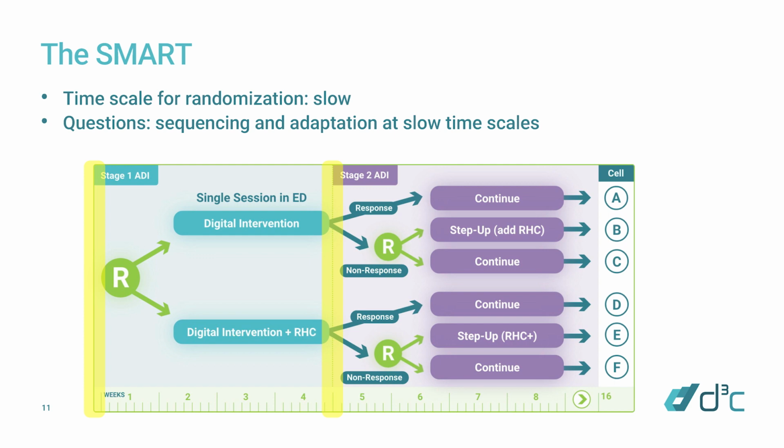I'm randomizing on a slow time scale. Initially, and 4 weeks later. Because I have scientific questions about how to best construct an adaptive intervention in which the adaptation happens on a relatively slow time scale. You see, there's a connection between the time scale of the adaptation in the intervention that you're trying to develop and the time scale of the randomizations that you will need in the trial design to help you answer questions about that intervention. Okay?